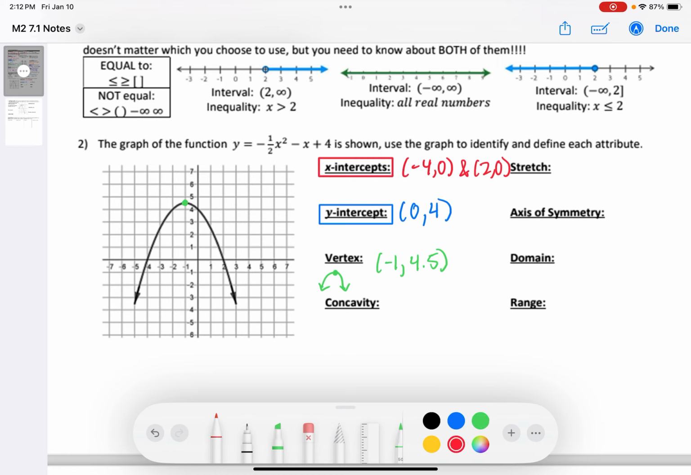Concavity: how does my parabola, my graph, open? Does it open up or does it open down? It opens down.